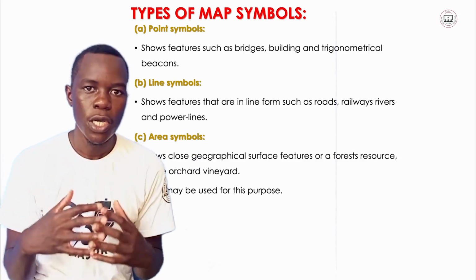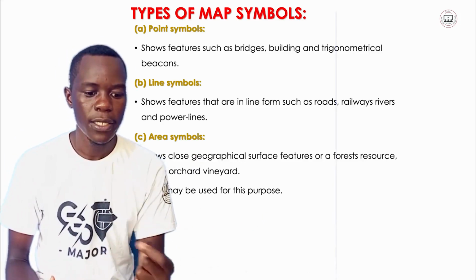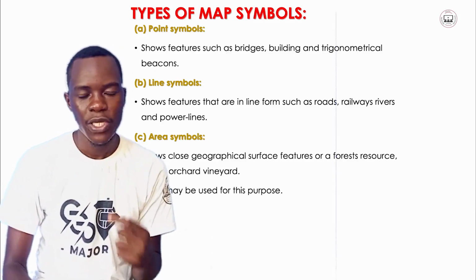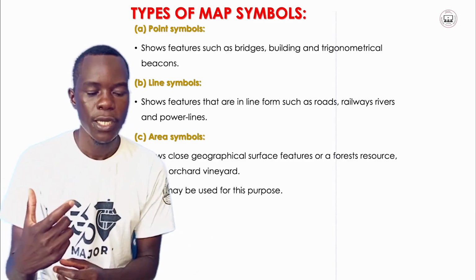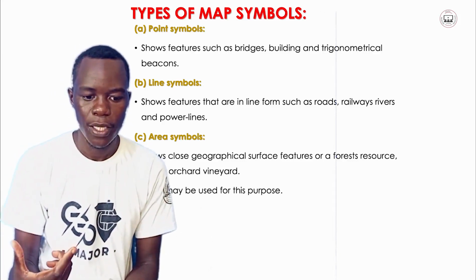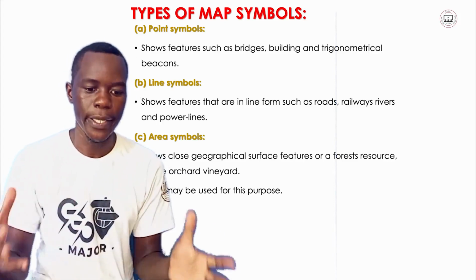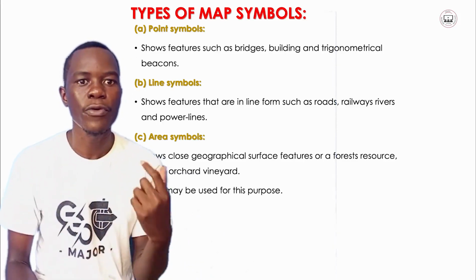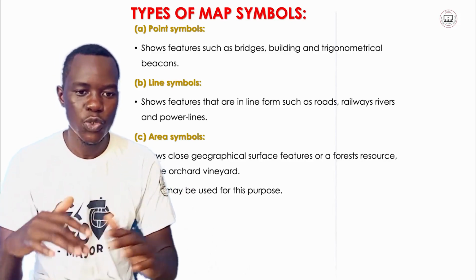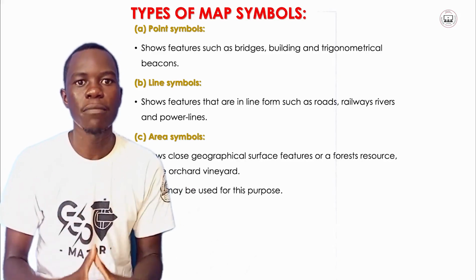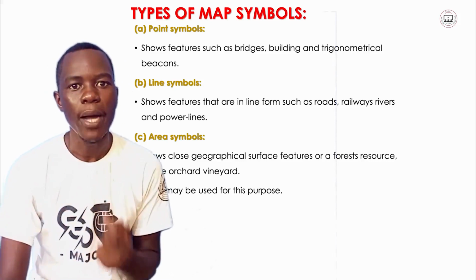In this type of map symbol, the area symbols, color may be used for this purpose. What is meant here is that each particular feature in an area will have a specific color to present it. For example, a lake will have a blue color to present water. So the blue color itself represents water. In this form, you have an area symbol. Now, these are the three types of map symbols.